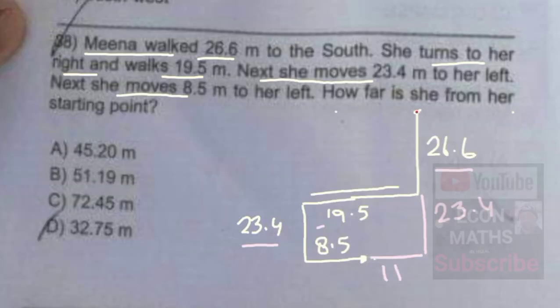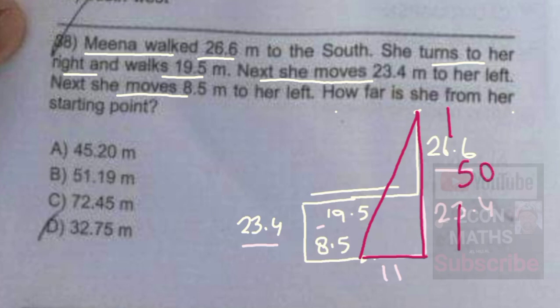So we can see we have to find this very distance. We form a right angle triangle here. The base is 11 and height is 26.6 plus 23.4, which comes out to be 50. So height is 50, base is 11. So we have to find the hypotenuse. As we know, the length of this red line, the hypotenuse, would be equal to under root of 50 square plus 11 square.